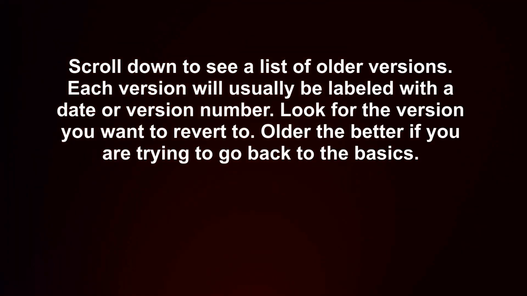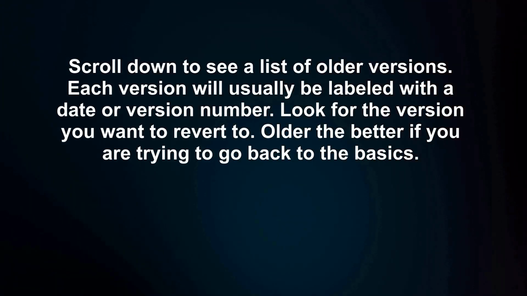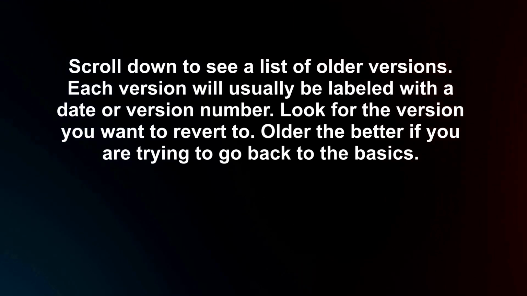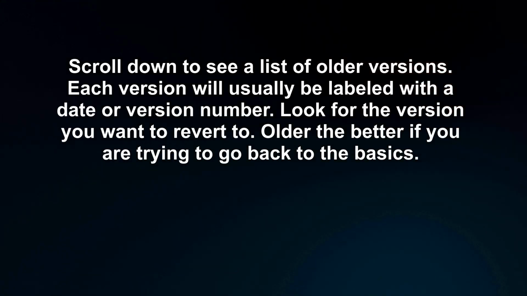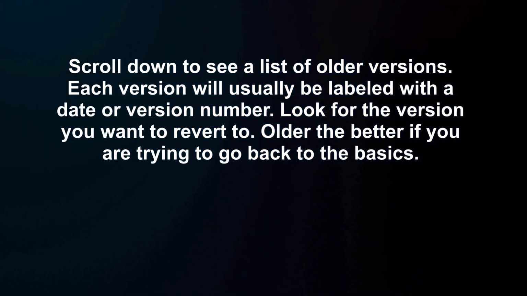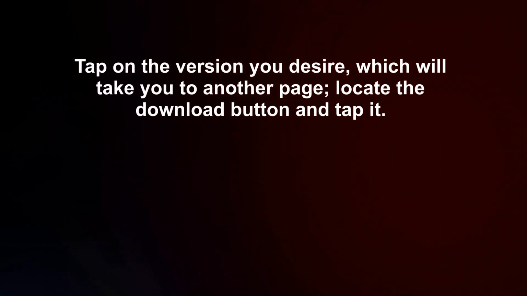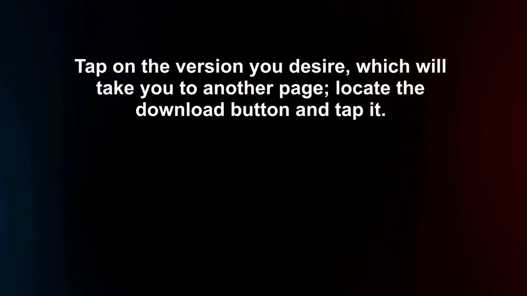Scroll down to see a list of older versions. Each version will usually be labeled with a date or version number. Look for the version you want to revert to. The older the better if you are trying to go back to the basics. Tap on the version you desire, which will take you to another page. Locate the download button and tap it.